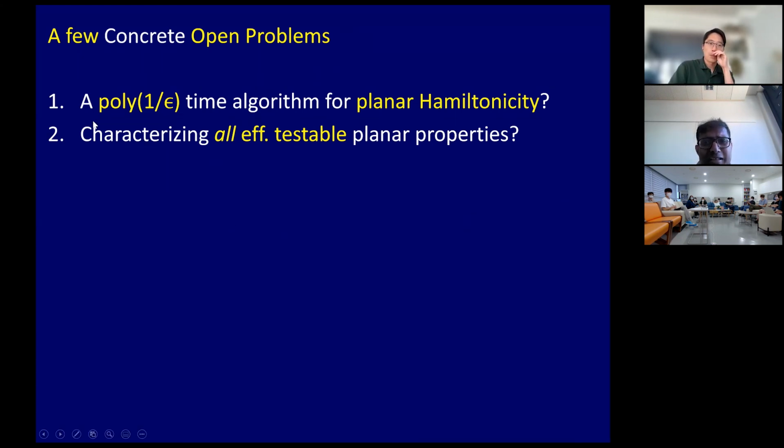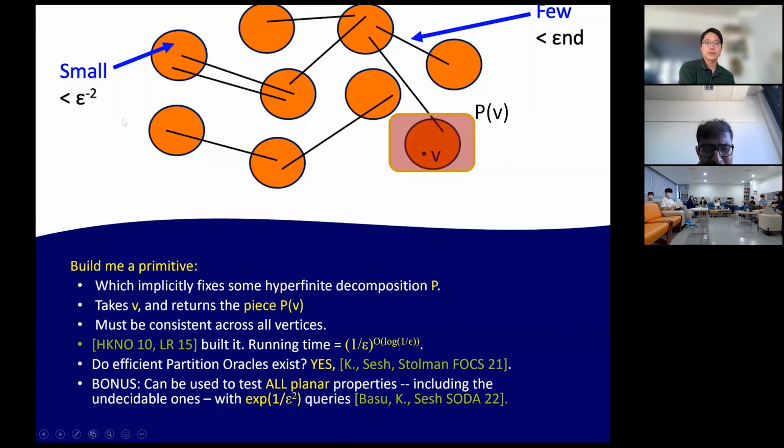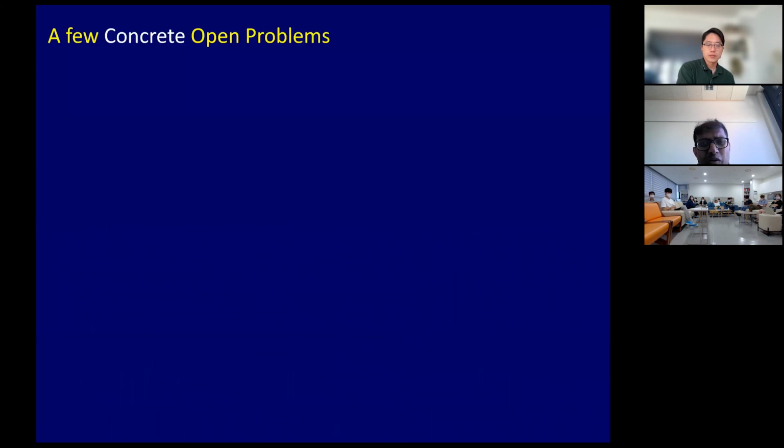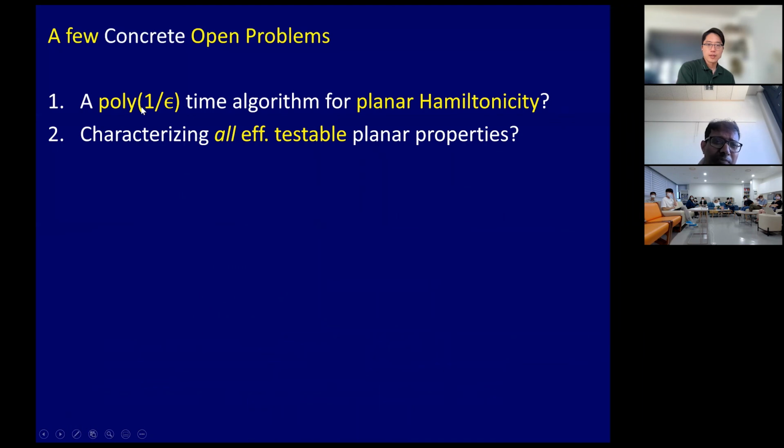Based off of our SODA 22 paper, every single planar property can be tested in a query budget of exponential in 1 over epsilon squared. Nevertheless, there are a whole bunch of interesting graph properties that can be tested in a query budget of mere polynomial in 1 over epsilon. But there is this very annoying property, planar Hamiltonicity, that we do not know how to test.